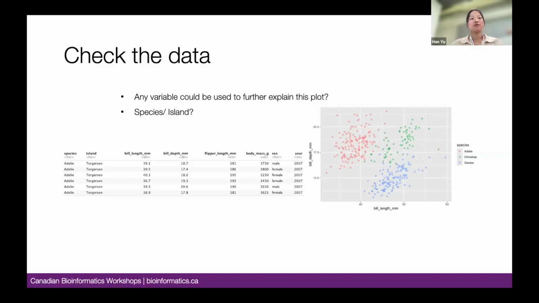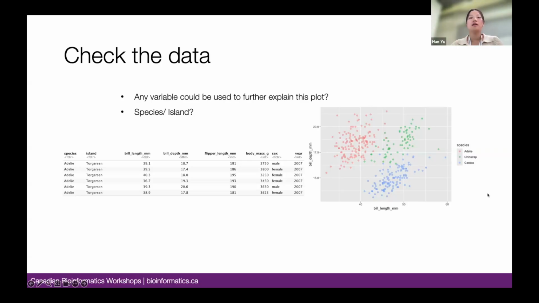But before that, we can first check the data we use to draw this plot. Looking at the data set, we can see that variables like species and island may add more context. So instead of treating all data points as one group, we could color them by species to see if different species show different characteristics. Here, we color the data points with the 3 different species.